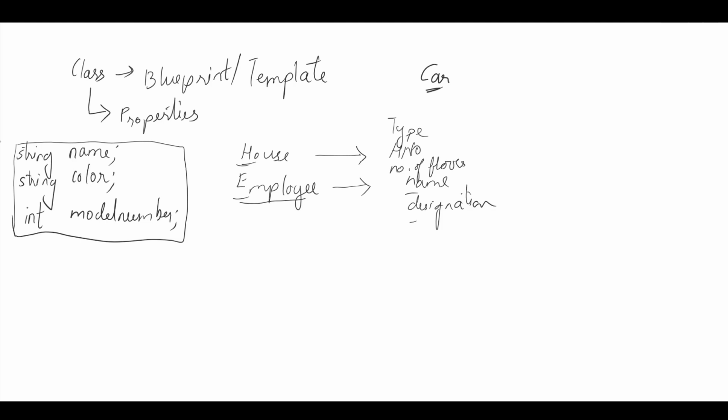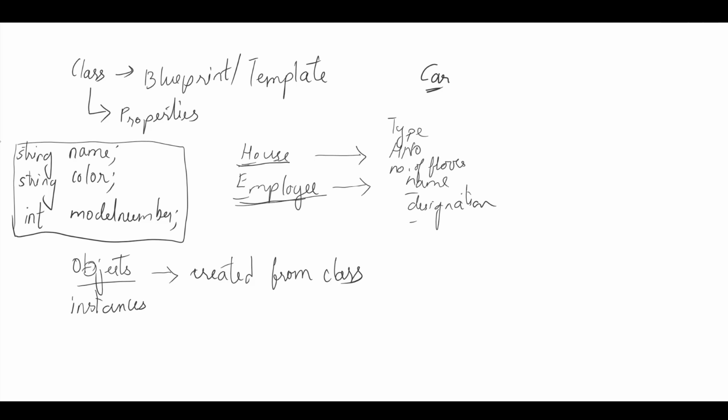Now we have this class, so let us understand what objects are. Objects in Java are nothing but the objects created from the class. As we saw, name, color and model number. So we can create an object of a car with some name, color and model number. Or we can create an object of a house, or an object of an employee. Objects are also called instances.